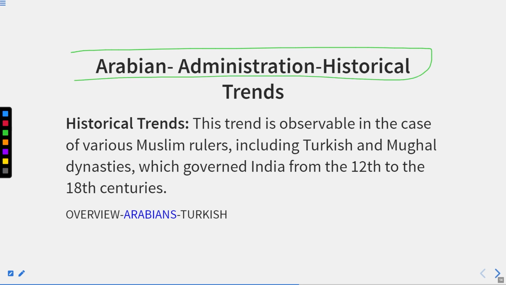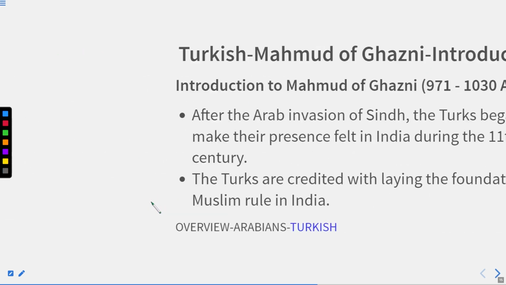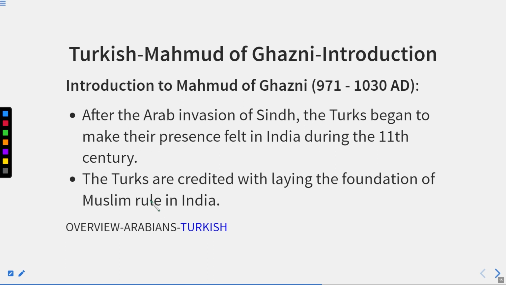Thereafter we have the historical trends. This trend is observable in the case of various Muslim rulers, including Turkish and Mughal dynasties, which governed India from the 12th to the 18th centuries. So what they did after conquering Sindh and Multan was very similar, and some of these things were also found in the case of the Turkish and Mughal dynasties, which came after them and ruled India from the 12th to the 18th century. All right. Turkish, Mahmud of Ghazni introduction.